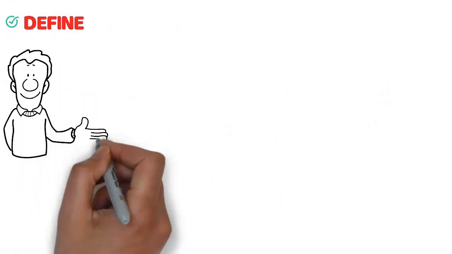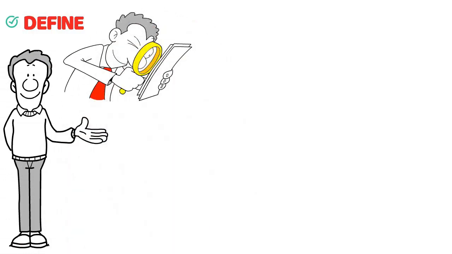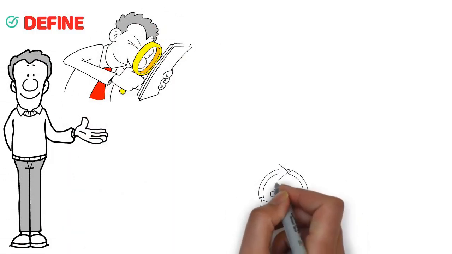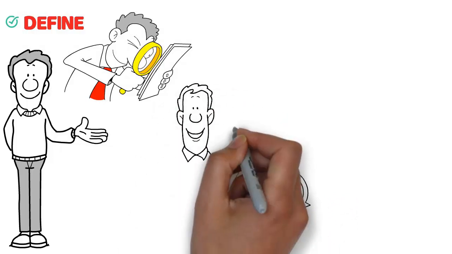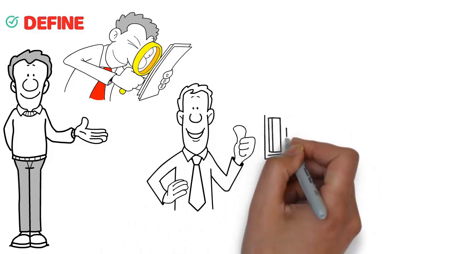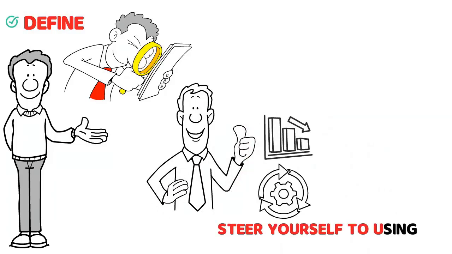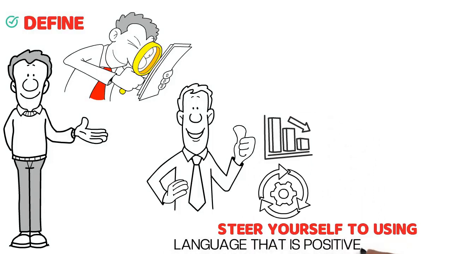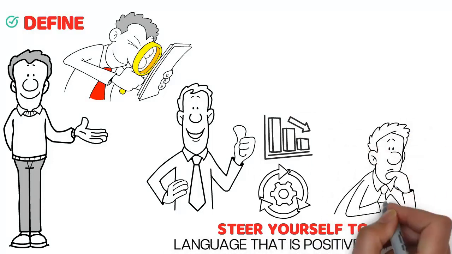Number 2. Define. The next step is to define the above feelings and identify the main problem to be solved. It's important that, throughout this process, you use language that is identifiable, positive, meaningful, and actionable. Instead of focusing on the negative side of the problem and the lack of options, steer yourself to using language that is positive, empathetic, and will direct them towards solution-based thinking.